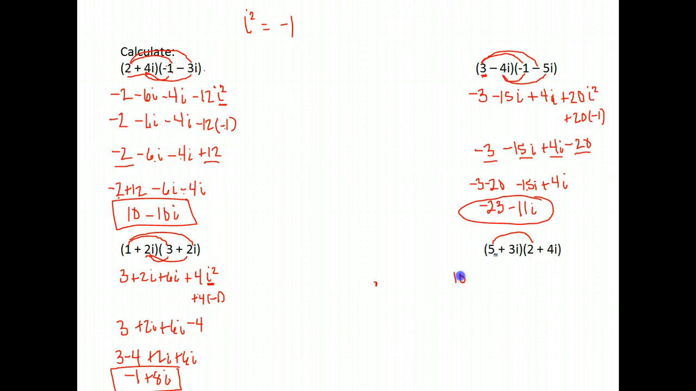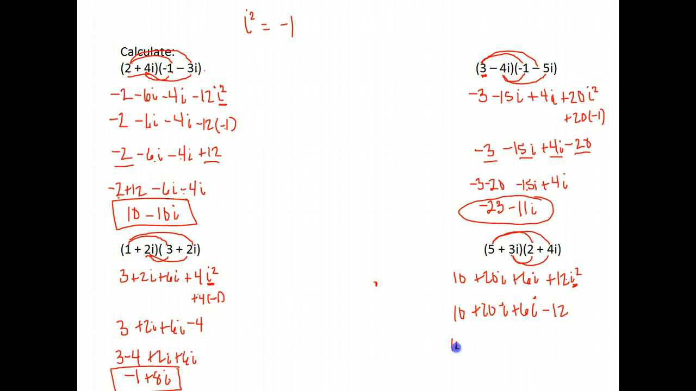5 times 2 is 10. 5 times 4i is 20i. 3i times 2 is 6i. And 3i times 4i is 12i squared. That gives me 10 plus 20i plus 6i. And because i squared is -1, -1 times 12 gives me a -12 here. So I'm shortening it up a bit each time.